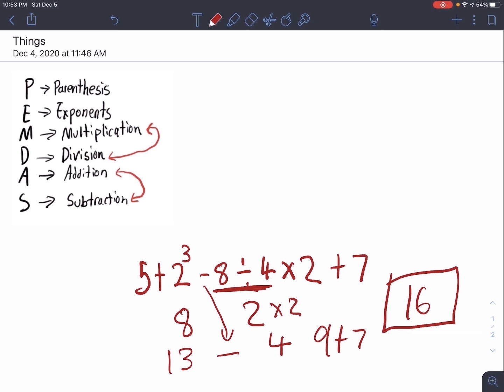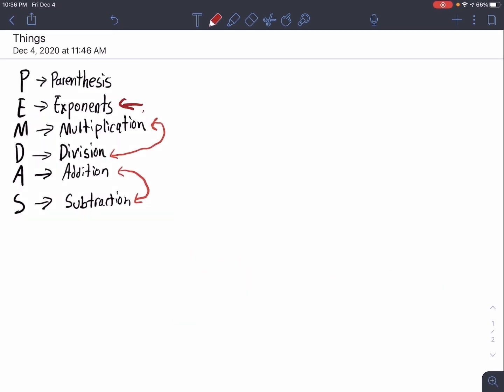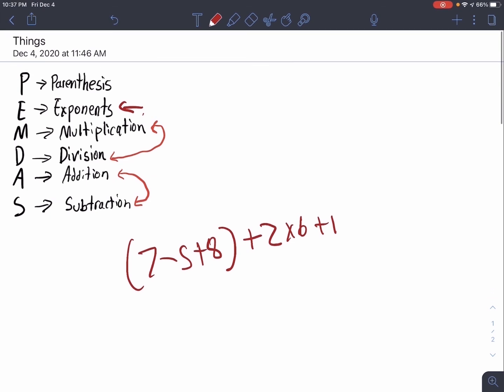This is why it's very important the order you do math problems. Let's do one last problem. Let's say we had 7 in parentheses minus 5 plus 8 close parentheses plus 2 times 6 plus 1. You would obviously do the one in parentheses first. This is kind of an easy problem, you may be wondering. But I just want to do this to show you something.